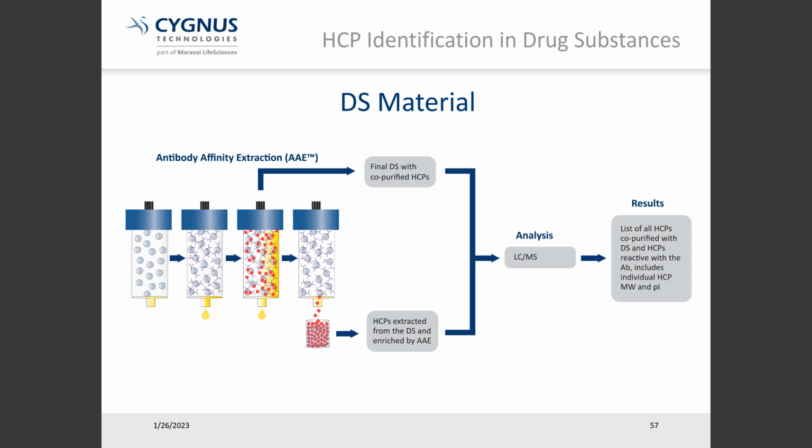This is kind of how it works. So we have our antibody affinity extraction column. So we have a brand new column that's never had host cell protein put over it. We pass our drug substance over for multiple cycles. We get multiple elution fractions that we pool and concentrate, buffer exchange. And again, gel work is not really an option when you're working with drug substance. So LCMS is really the only tool that you have to really identify these HCPs in the drug substance.